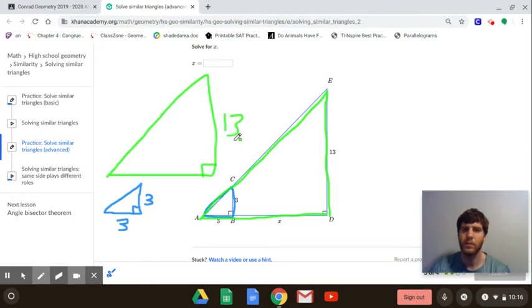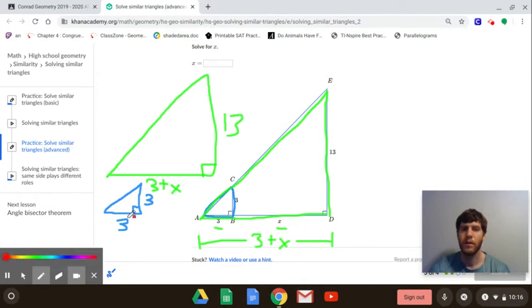So height is 13. The base here, right, you have 3 plus x, right? So this whole length here, this piece is 3, this piece is x, so the whole thing is 3 plus x. Okay, that's your whole piece here, so this is 3 plus x.